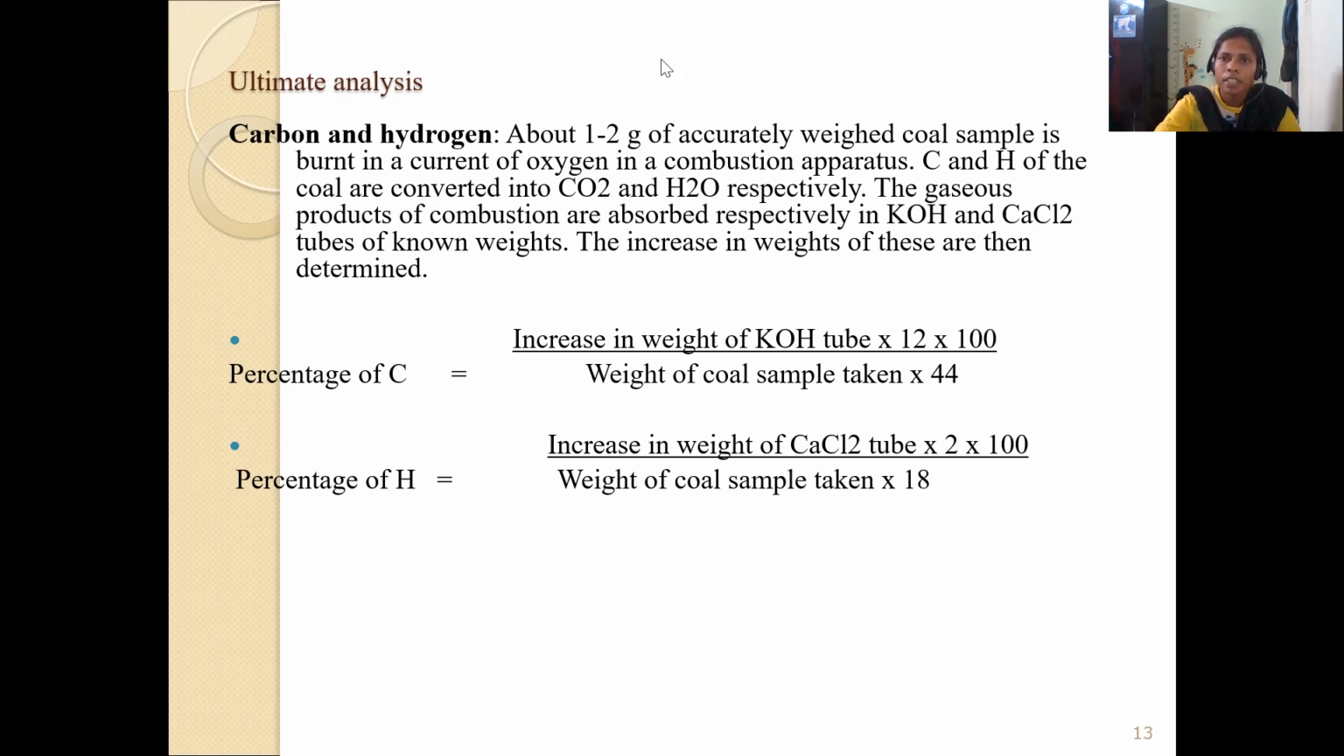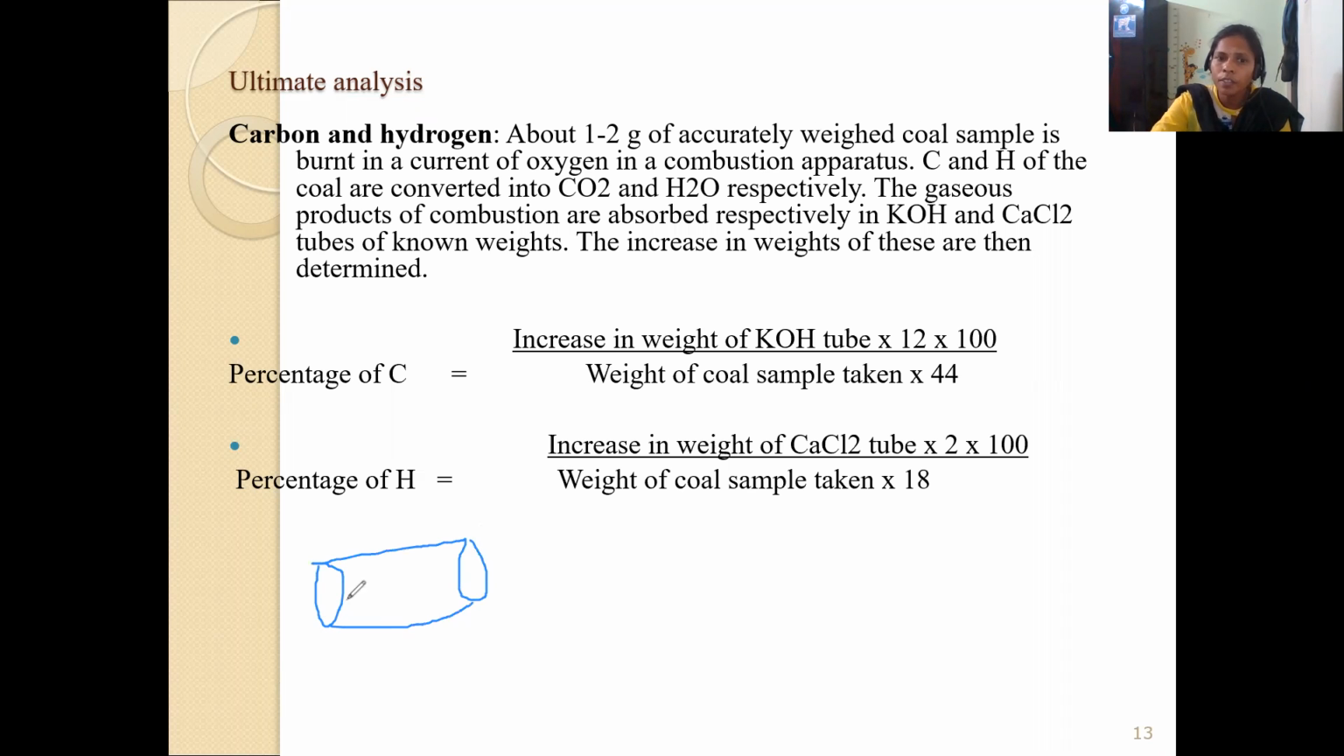I will take the pencil for drawing the diagram. But before that, how are we going to find out carbon and hydrogen? About 1 to 2 grams of accurately weighed coal sample is burnt in a current of oxygen in a combustion apparatus. So let us assume this is one of the combustion apparatus. Just let us assume this is the combustion chamber or combustion tube.